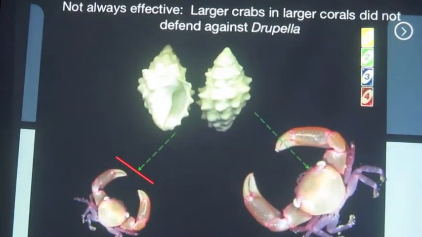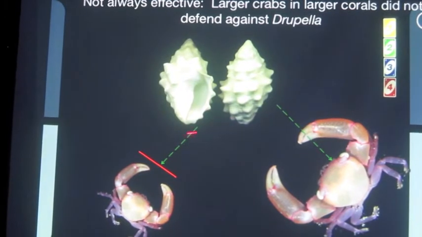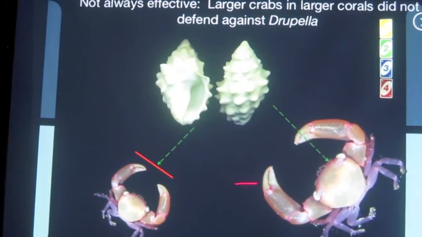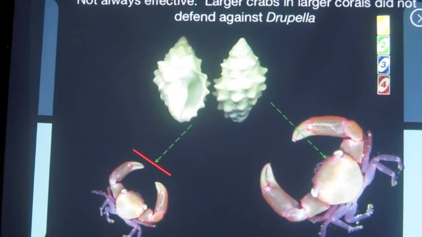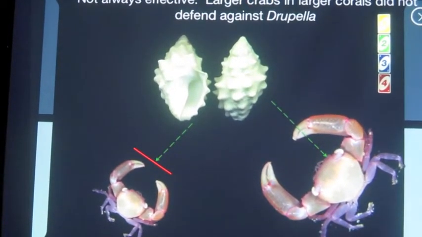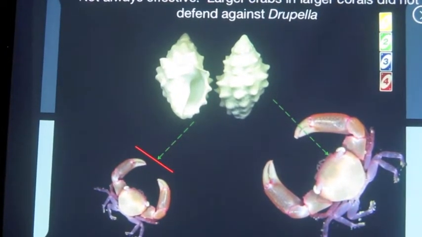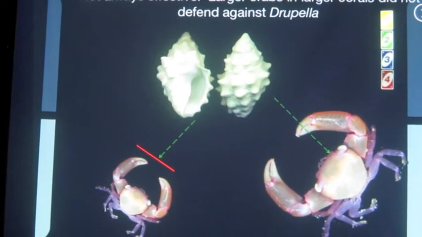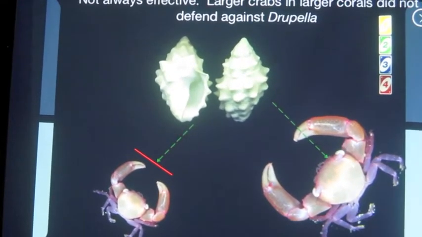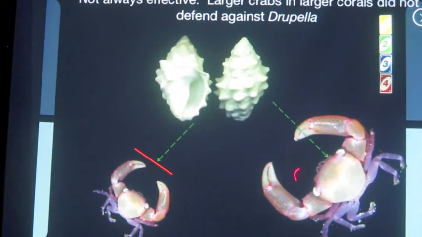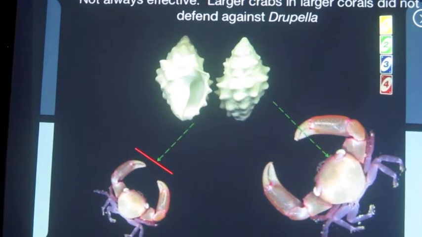When we move up in size though, so size of this one species of crab is quite variable. Depending on the size of its host coral, the crab can be the size of your pinky nail or can be the size of your thumbnail. So they're quite variable. And when they get bigger, they no longer care about Drupella attacking their colony. So it seemed very size related. The little ones would block attack, the big ones wouldn't. So there's a size function here as well as species.